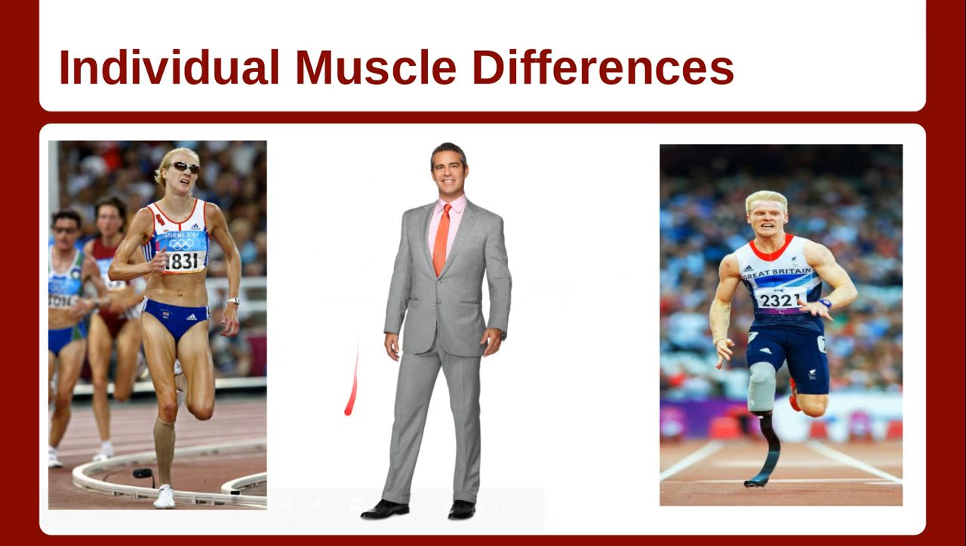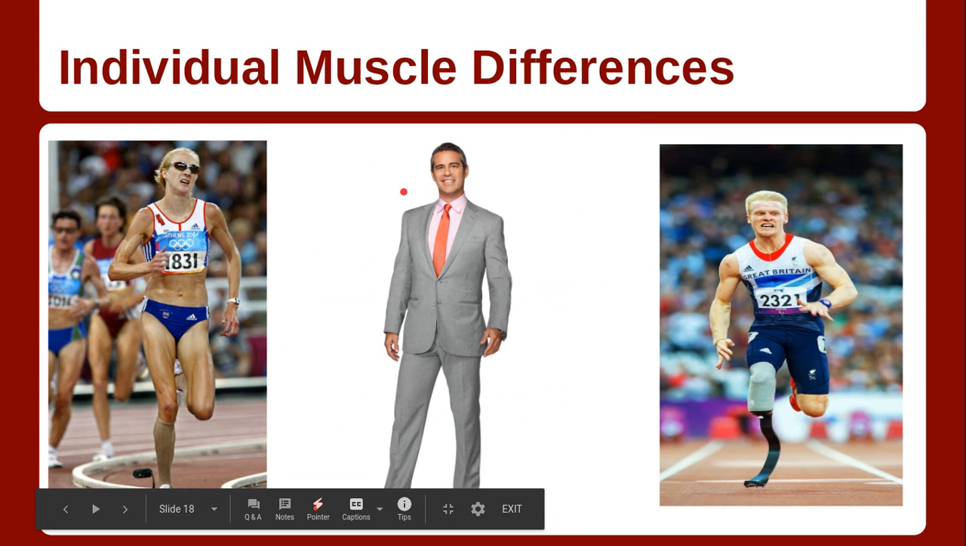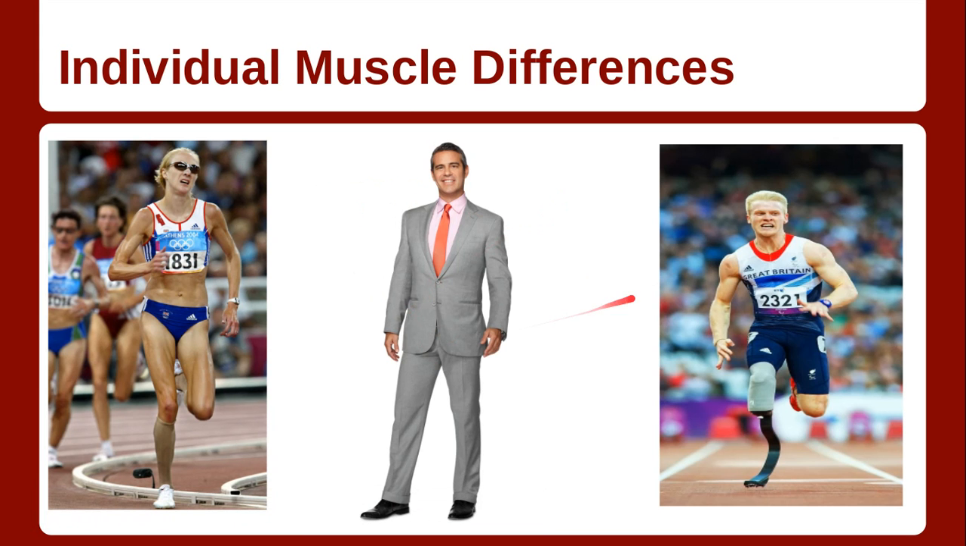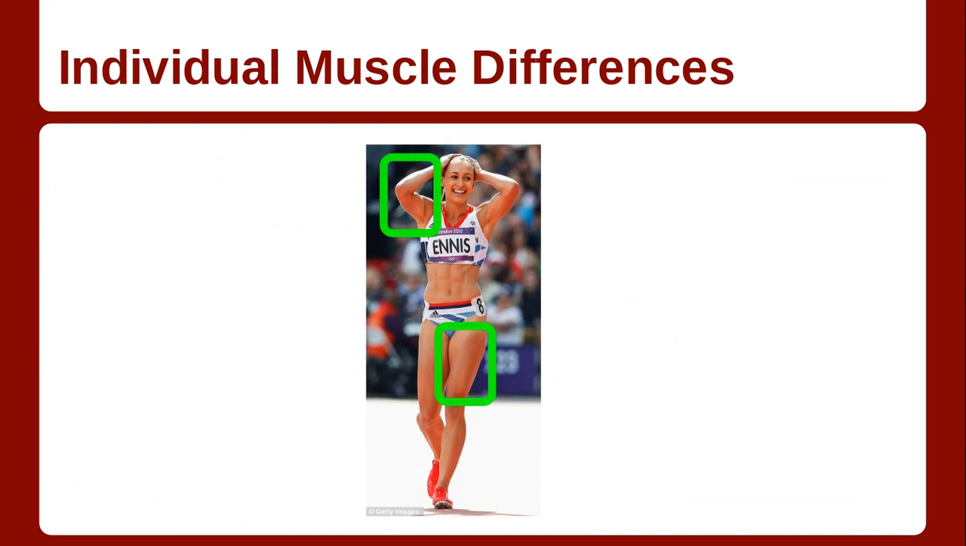Your average person will obviously have a combination of all three. They might have slightly more of one type, but not to the same level as these guys here, obviously, who are elite athletes suited to those events.